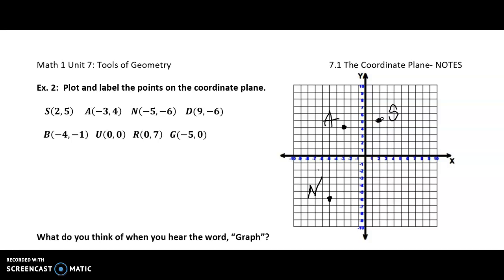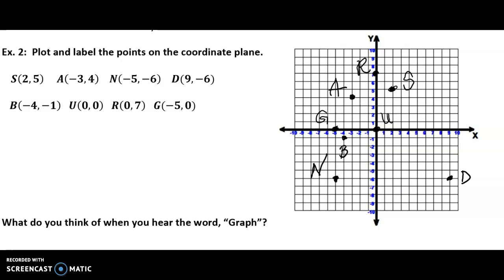All right, so let's see what you can do with the remaining points for this example. All right, check your graphing with the ones here you see on the screen. Again, if you find yourself having a little trouble with the graphing, these components, make sure you come see me for some extra help.